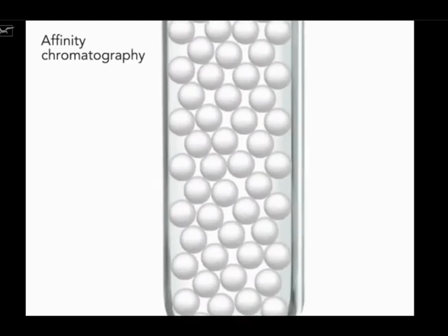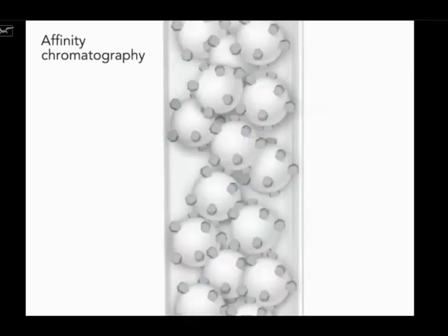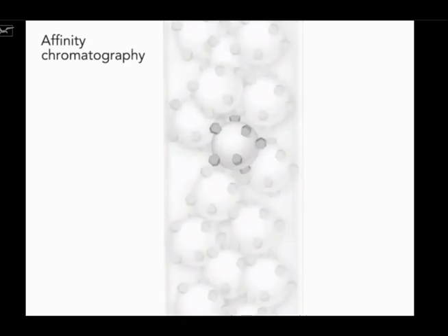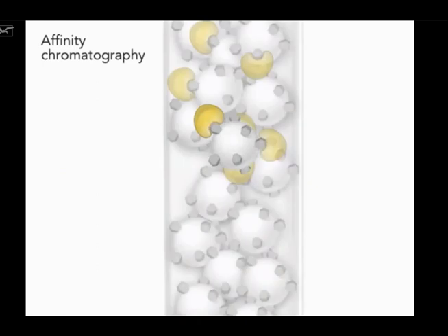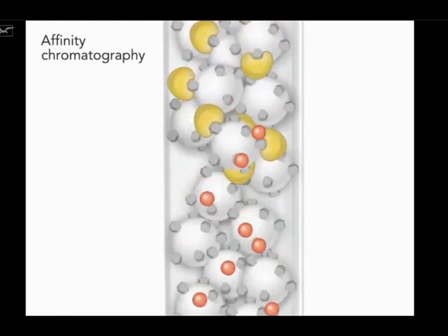A ligand with a high affinity for the target protein is covalently bound to the gel matrix. The target protein will specifically bind the matrix, while other non-specific proteins flow through. As a result, the non-specific proteins will move through the column much more quickly.